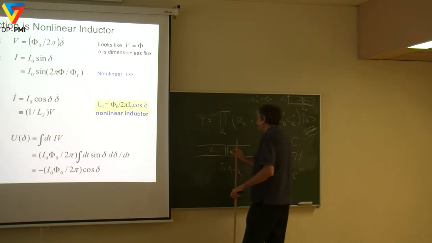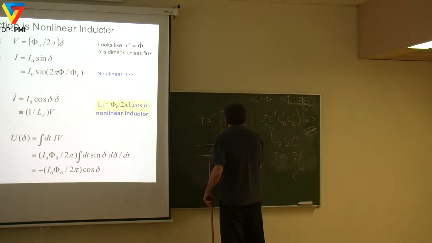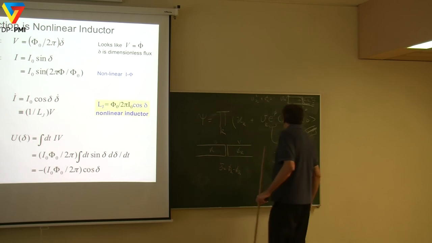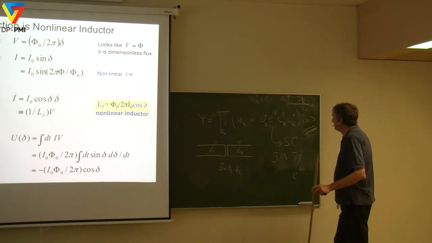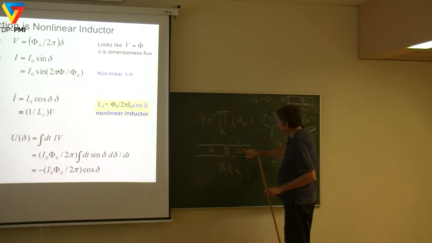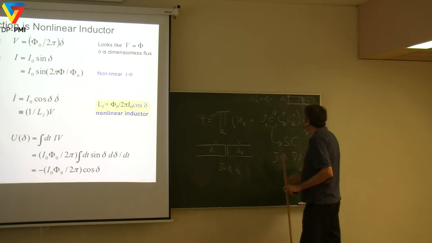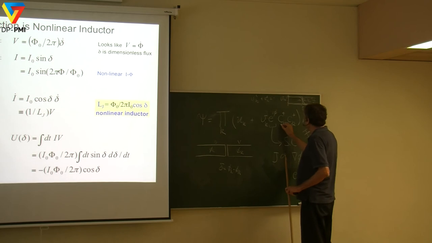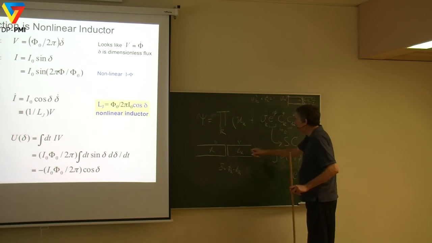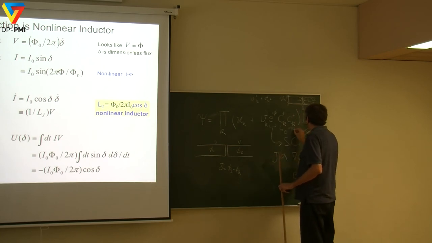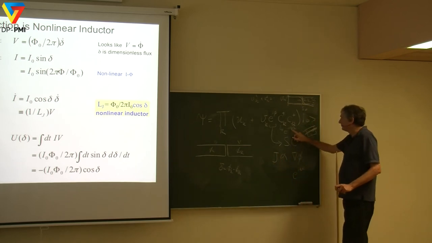Let's say that this is voltage equals zero, and this is voltage V, okay? Then when you have the Cooper pairs on the right-hand side, there's going to be an extra term in CK that has to do with the gauge transformation of what happens when you have a voltage, right?